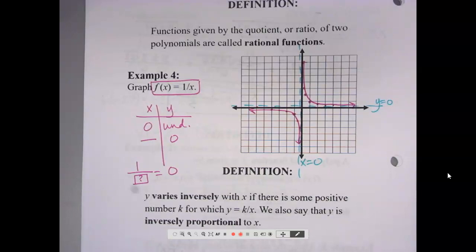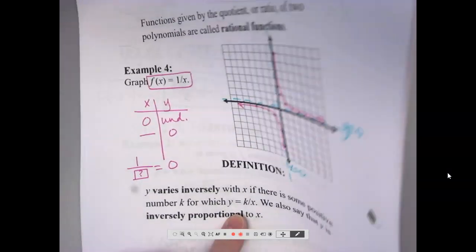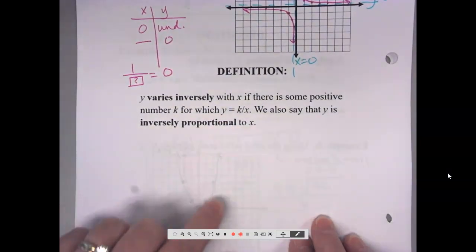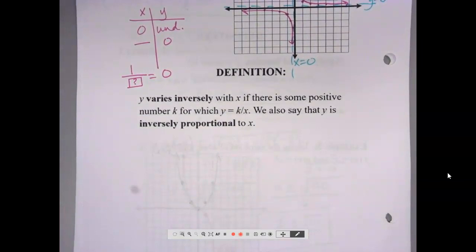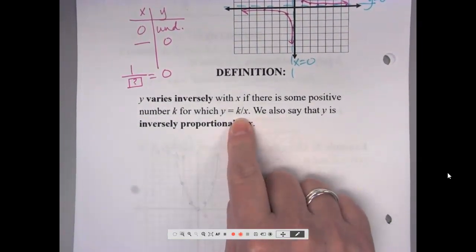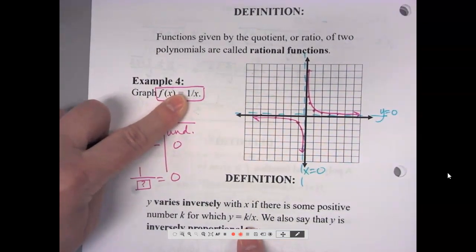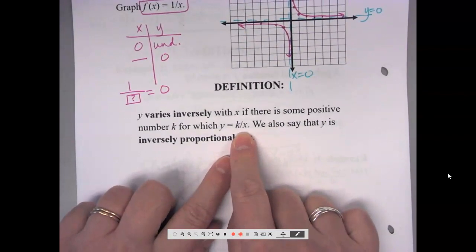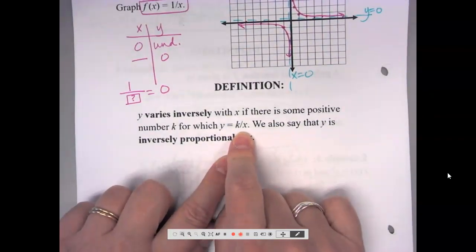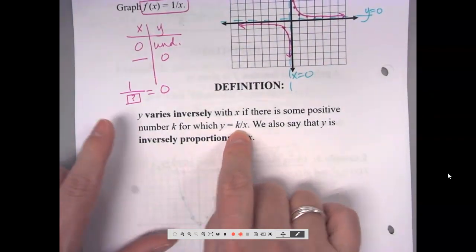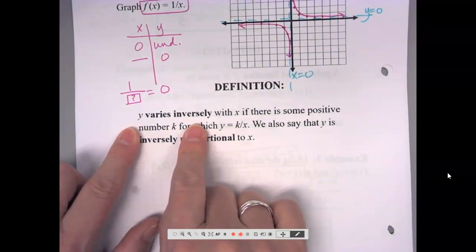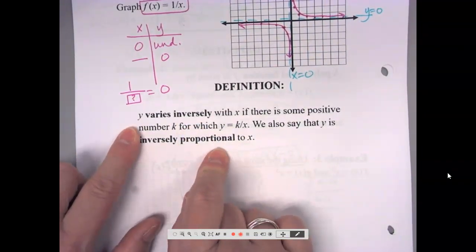Okay, so y varies inversely with x if there is some positive number k for which y equals k over x. We also say that y is inversely proportional to x. Okay, so k is just representing a number here. This is where k is 1. Okay, so if I had 2 over x, 3 over x, 5 over x, negative 8 over x, etc., this would be describing an inverse variation.